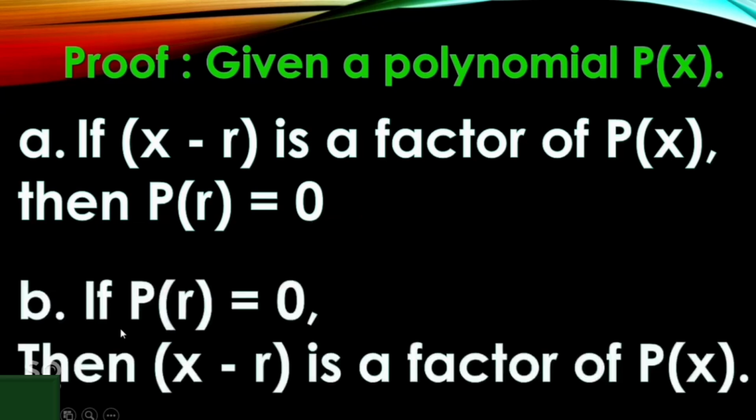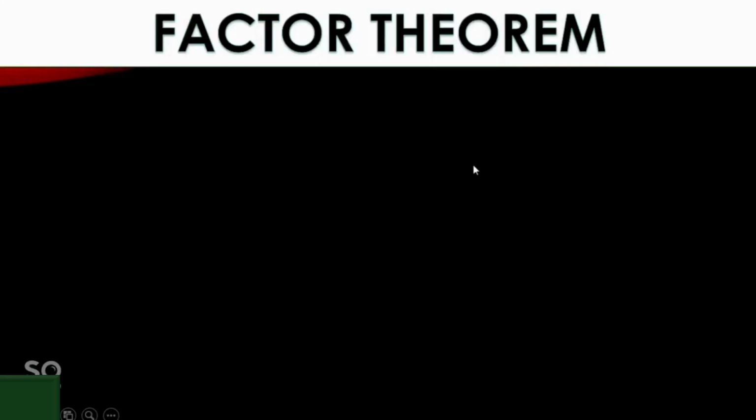Kapag hindi 0 yung result, ibig sabihin, hindi factor ng polynomial. Okay, letter B. If p of r equals 0, then x minus r is a factor of p of x. Okay, same lang din ang ibig sabihin. Binaliktad lang yung statement na if p of r is equal to 0, then x minus r is a factor of p of x. Okay, isa-summarize lang natin na kapag yung p of x dinivide doon sa x minus r or sinubstitute natin yung x minus r doon sa p of x, which is kapag ang result is 0, factor. Kapag hindi 0, hindi factor.